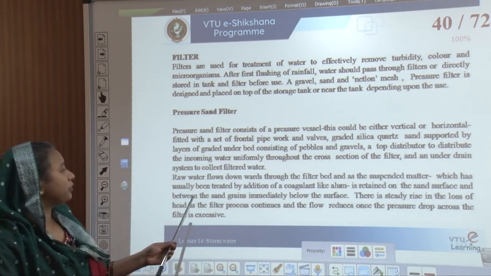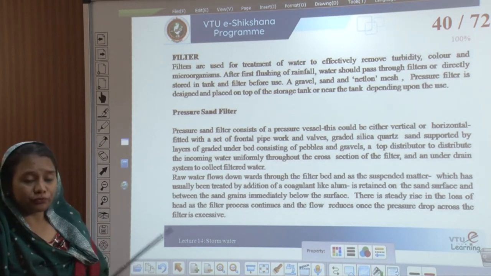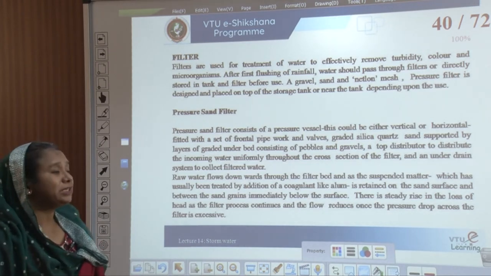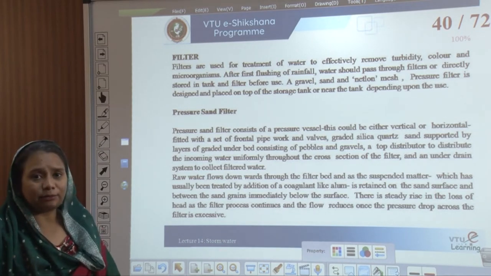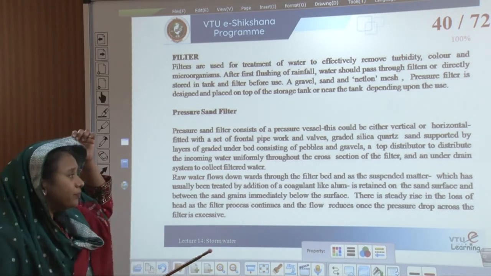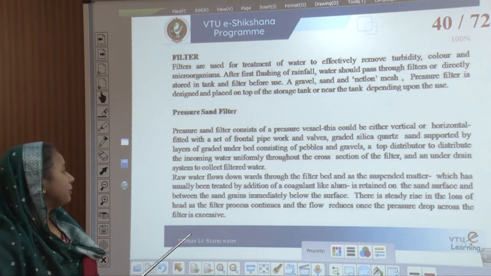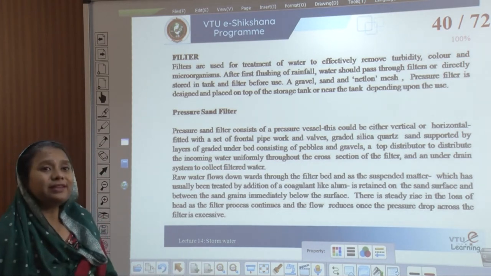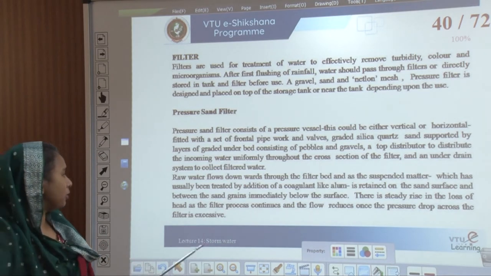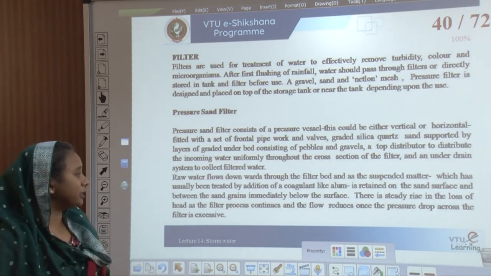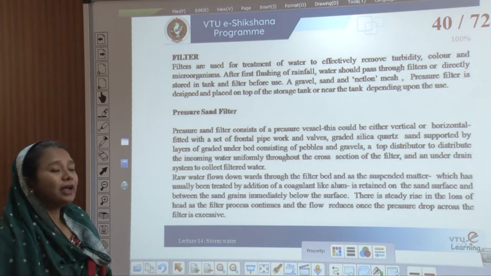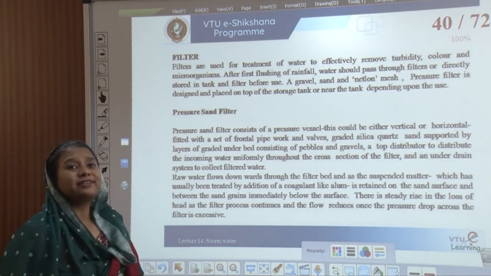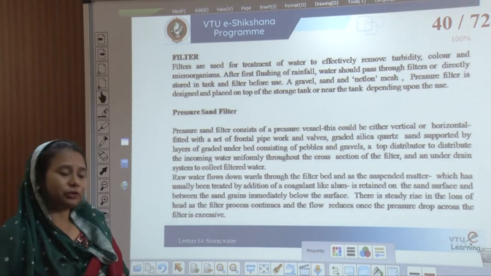So, the raw water which flows downwards through this filter bed, as suspended matter, has been treated by the addition of a coagulant like alum. You can add a little alum to retain the suspended matter at the sand surface between the sand grains immediately below the surface. When there is a sudden rise in the loss of head as the filter process continues, the flow reduces, and once the pressure drops, the filter becomes excessively underutilized.